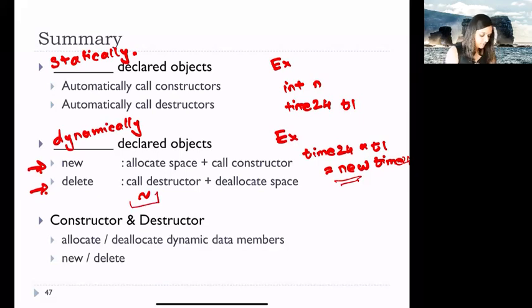Constructor and destructor can allocate and deallocate dynamic data members. And in order to allocate and deallocate dynamic data members, we use the keywords new and delete. That's the summary.